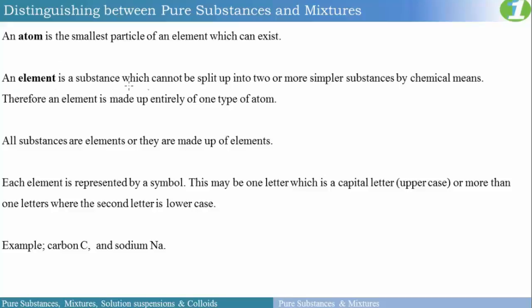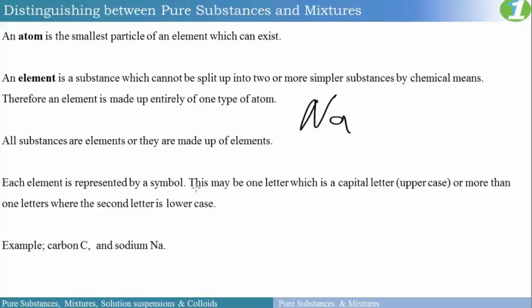So an element is a substance which cannot be split up into two or more simpler substances by chemical means. Therefore, an element is made up of entirely one type of atom. So we're saying here that if I have the element sodium, then the sodium element is made up of smaller particles called sodium atoms. Now, all substances are elements or they are made up of elements.